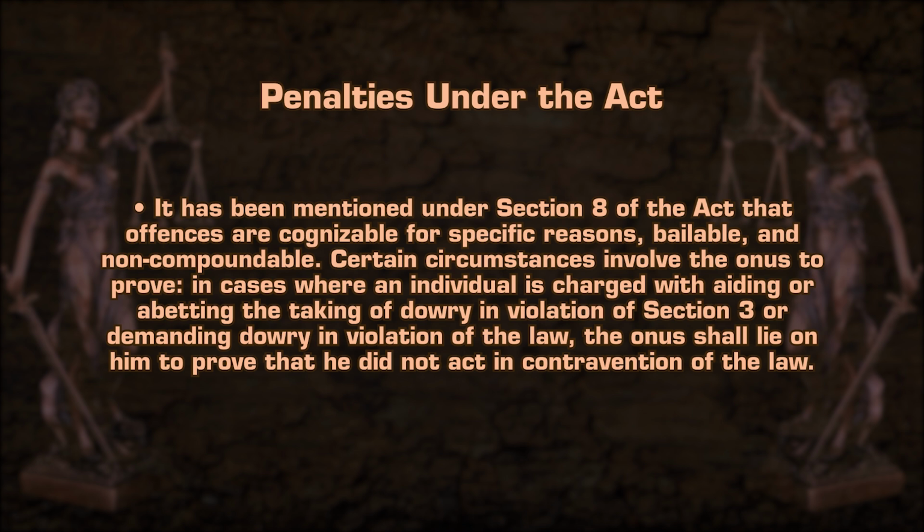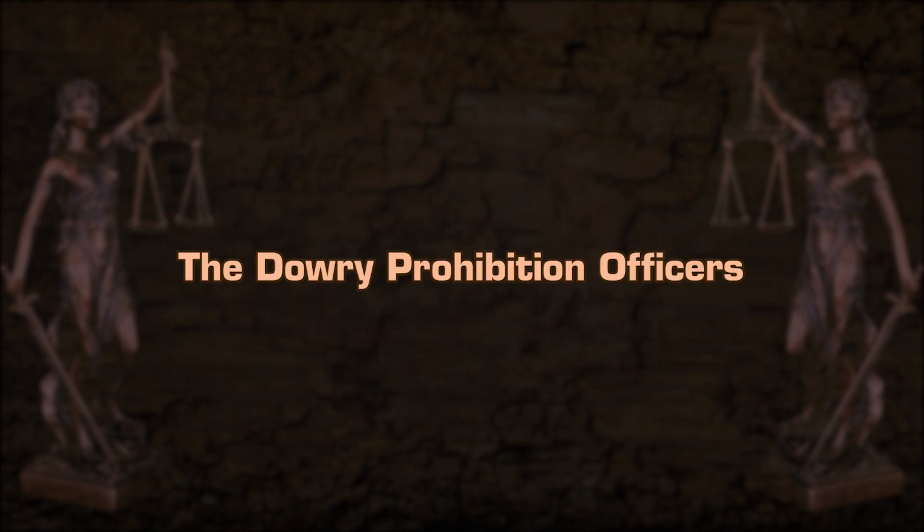Certain circumstances involve the onus to prove in cases where an individual is charged with aiding or abetting the taking of dowry in violation of Section 3 or demanding dowry in violation of the law. The onus shall lie on him to prove that he did not act in contravention of the law.